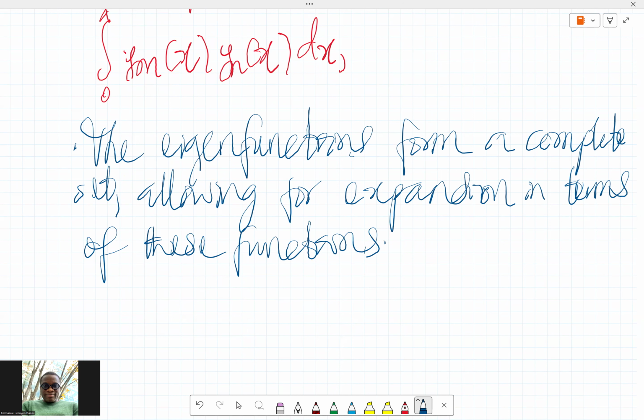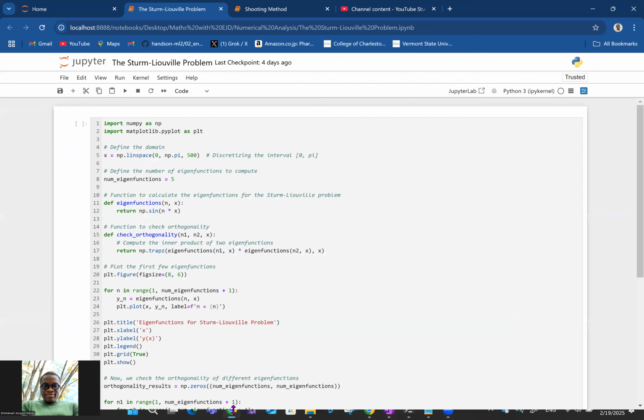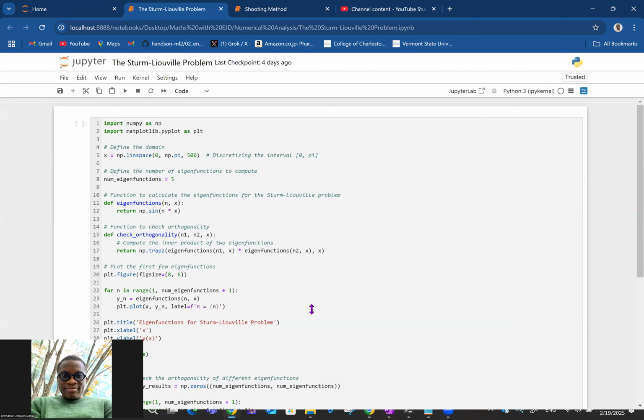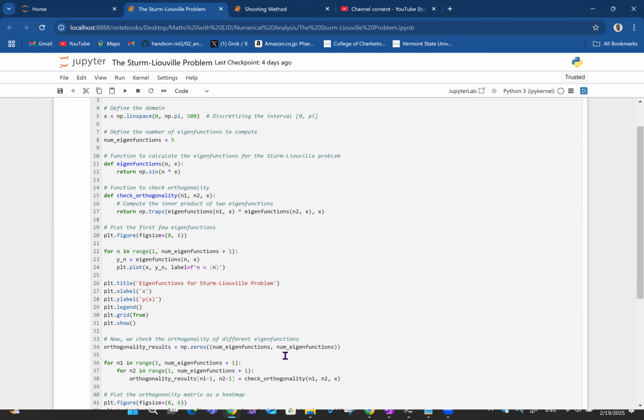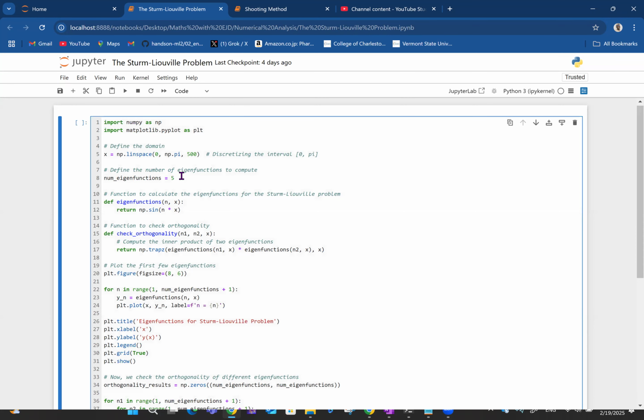As usual, let's see the Python implementation. It shows a very beautiful story of this. In lines 1 and 2, we see that we need numpy and matplotlib. Then in line 5, we discretize the interval 0 to pi into 500 equal parts. Then in line 8, the number of eigenfunctions we are looking for is 5. We are defining the number of eigenfunctions to compute. We can do more than that for sure.